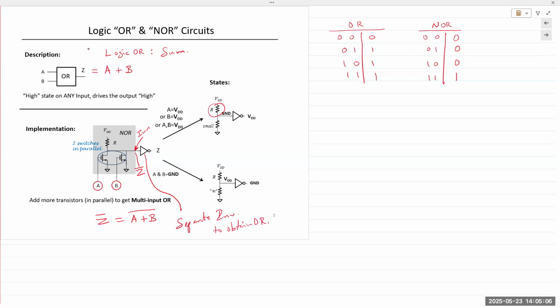Because by default, the configuration is such that when you connect MOSFETs in series or parallel or complementary to each other, the output would be inverted. So the first two transistors give us a NOR gate, and then we have to add a separate transistor inverter at the output to obtain an OR gate.